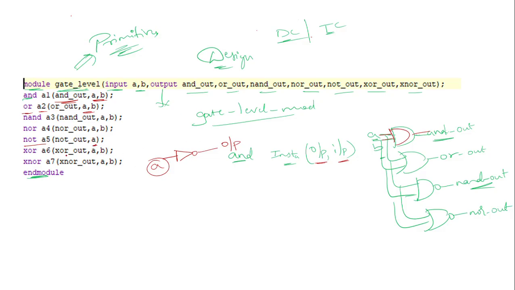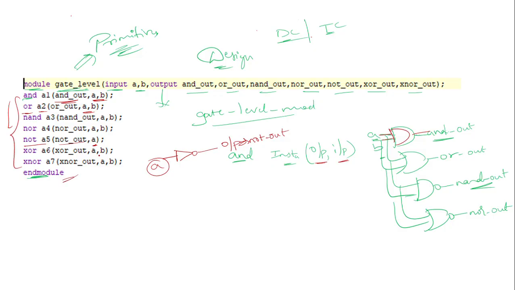So the output will be NOT_out. I represented the output with the NOT_output variable. That's why I write output followed by input. Same as this, I can write all the gates. So how many gates are there? 4, 5, 6, 7. So the 7 gates you can represent here.